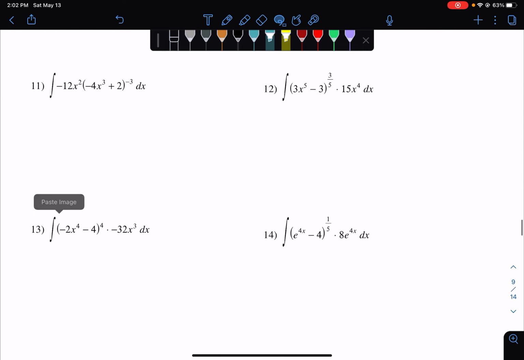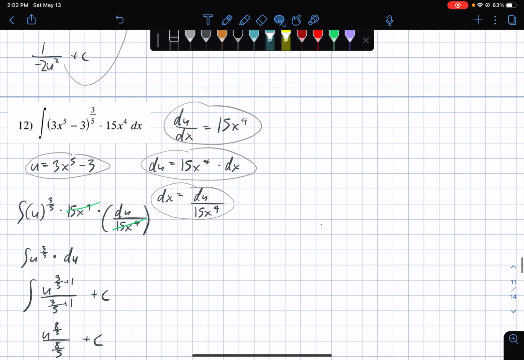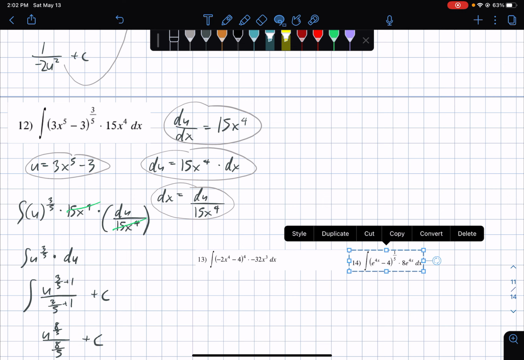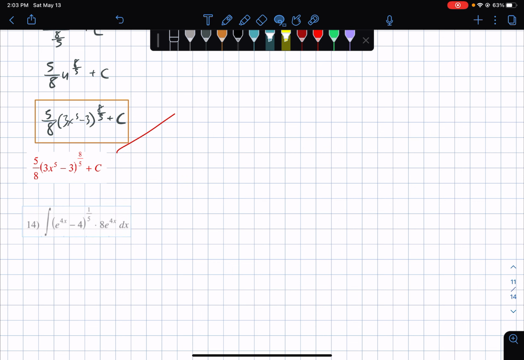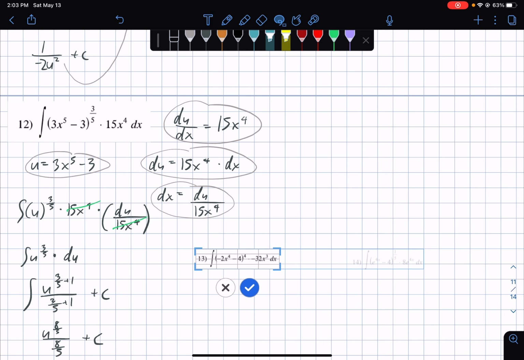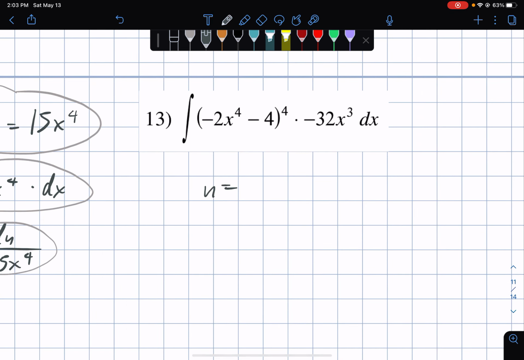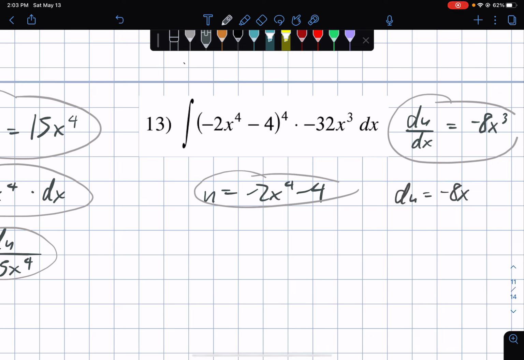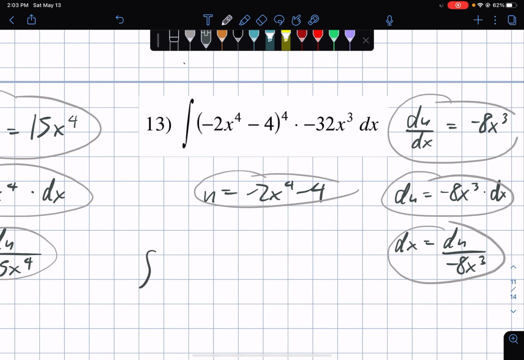Let's try 13 and 14. Okay, for number 13, u is equal to negative 2x raised to 4 minus 4. du over dx is equal to negative 8x raised to 3. du is equal to negative 8x raised to 3 times dx. And then dx is equal to du over negative 8x raised to 3. Now, substitute. So u is this one, raised to 4, and then multiplied by negative 32x raised to 3, and then times dx. dx is du over negative 8x raised to 3.